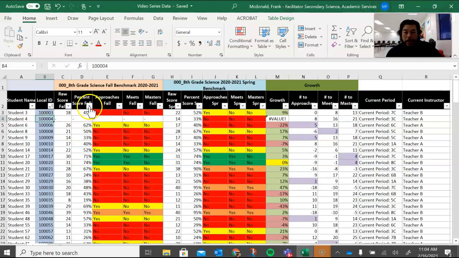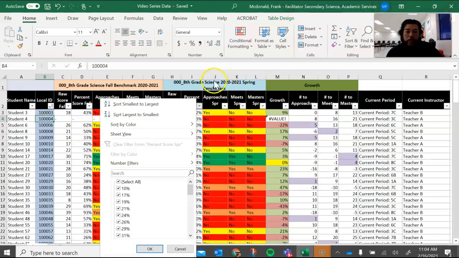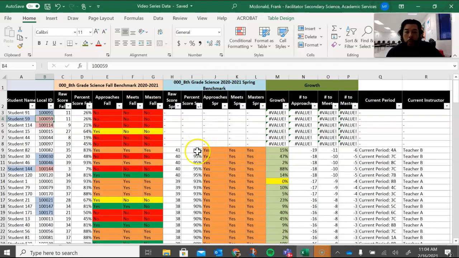The way that I like to look at it is by sorting the spring benchmark, and I will sort it from largest percentage score to lowest, starting here with the 98. Because I've organized the spring benchmark, I can see where they started in the fall benchmark. So now I'm looking at it from color to color. The idea is, what color did they start and what color are they right now?